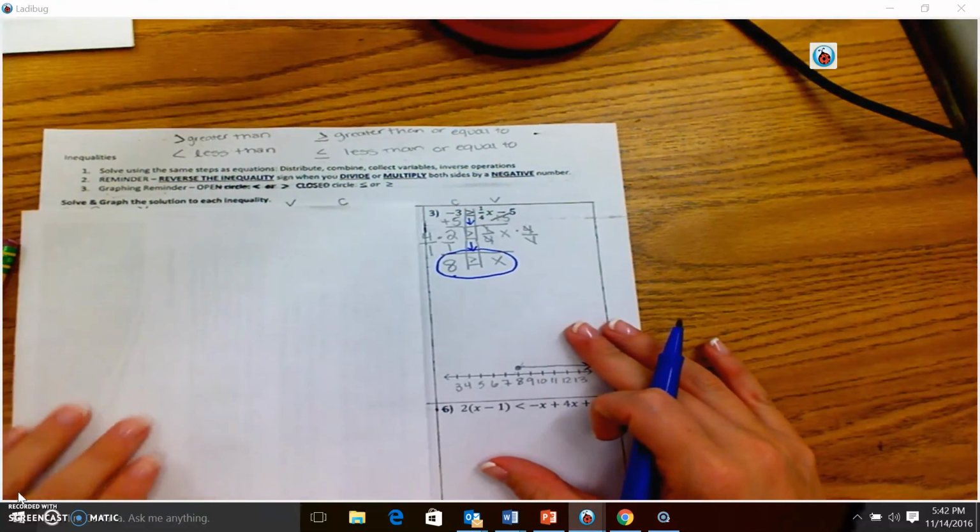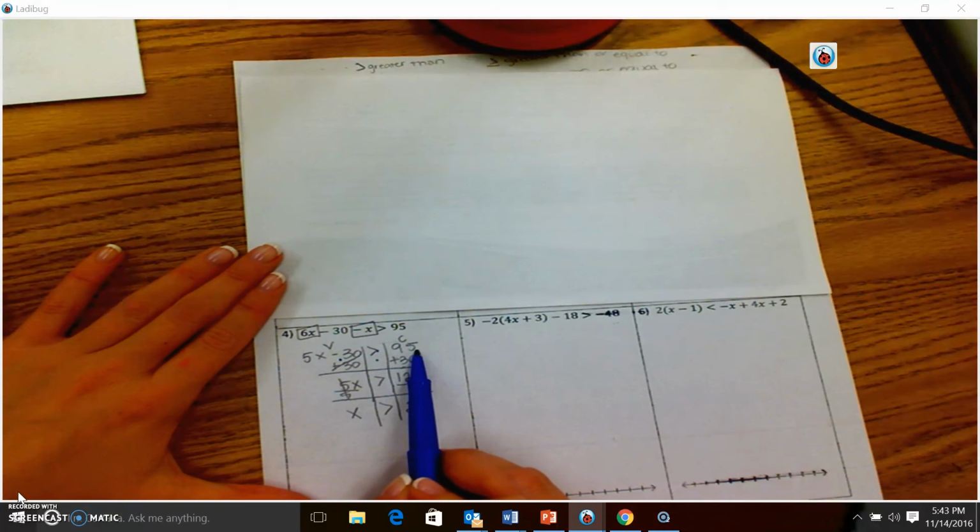All right, let's move to number 4, which you did. Your answer that you should have gotten is x is greater than 25. So the first thing we do is look at this side of the inequality sign. Do we have any distributive property? No. So now we ask ourselves, do we have any like terms? Yes, 6x and negative x. When you combine those, you get 5x. And then you bring down your negative 30, and then you bring down your inequality sign and your 95.